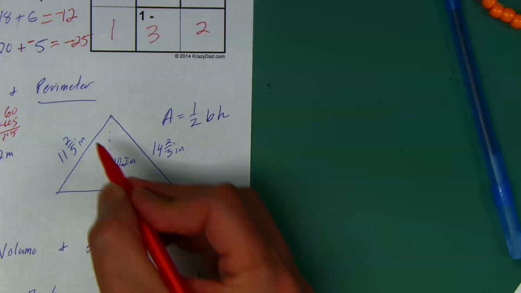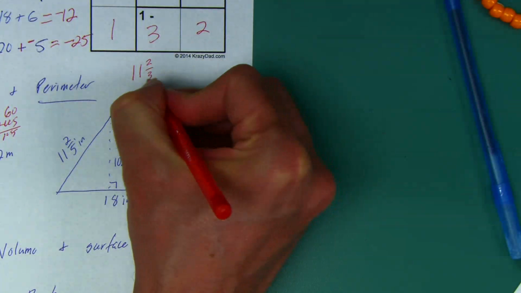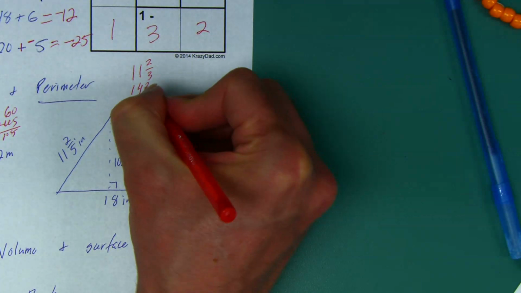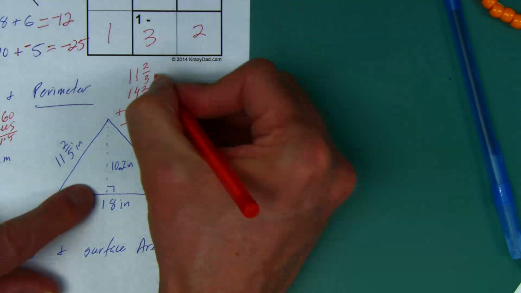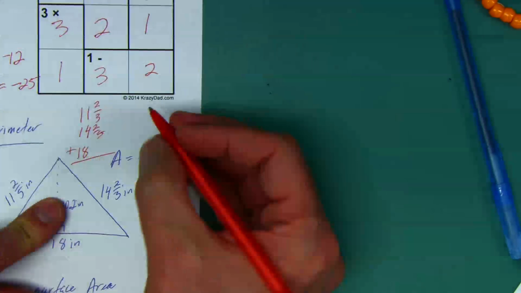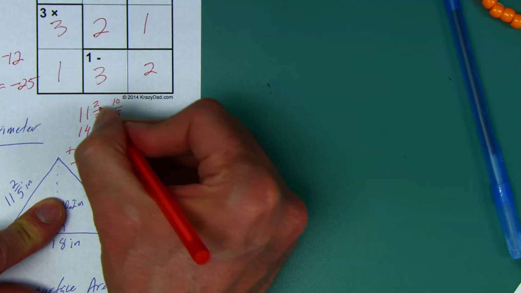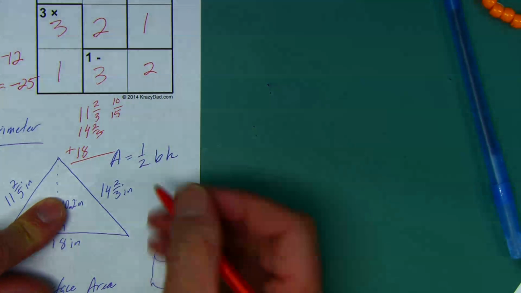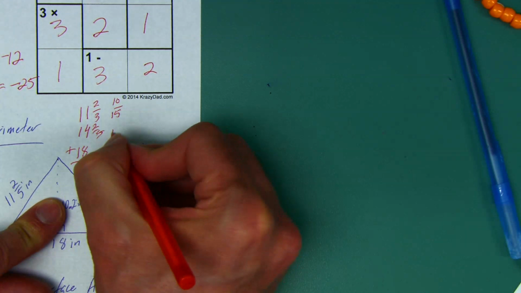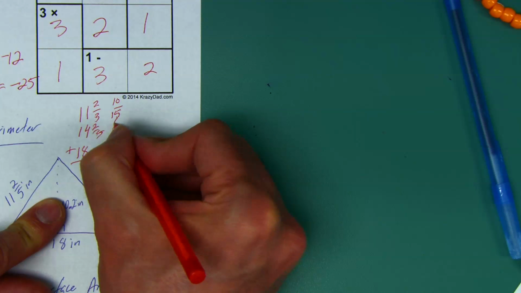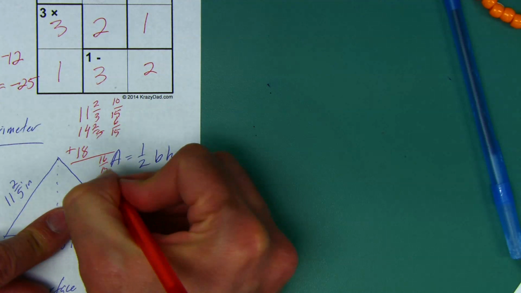All right, on to the perimeter of this. I have 11 and 2/5, 14 and 2/3. Yuck. Different denominators. The 18 has no denominators, right? So thirds and fifths, I'm going to 15ths on that. I did 3 times 5, so I go 2 times 5. 2/3 is the same as 10/15. Here I did 5 times 3 is 15, so I go 2 times 3 is 6. And now I have 10/15 plus 6/15 is 16/15.